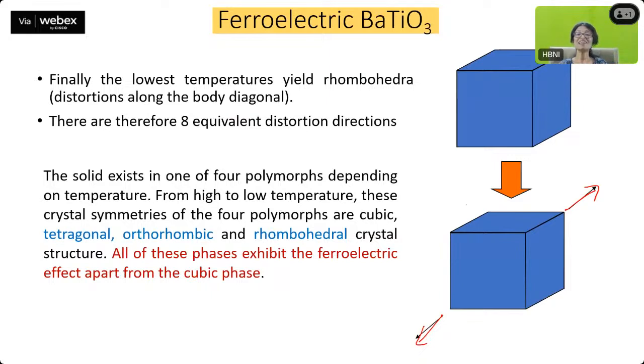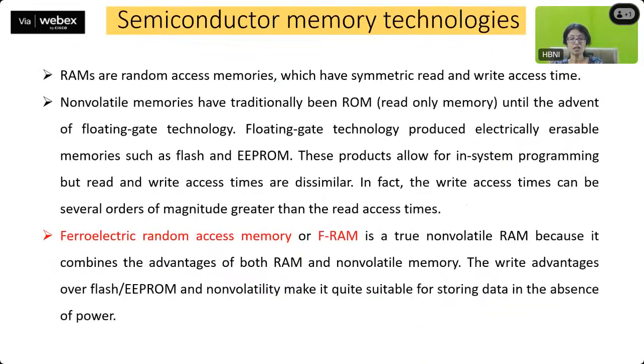So the solid exists in one of four polymorphs depending on temperature. From high to low temperature, these crystal symmetries are cubic, tetragonal, orthorhombic, and rhombohedral. So why are tetragonal, orthorhombic, and rhombohedral highlighted in blue? It is because all these phases exhibit a ferroelectric effect. Apart from the cubic, all the other three, which are tetragonal, orthorhombic, and rhombohedral crystal structures, exhibit a ferroelectric effect. And the cubic doesn't, because obviously it has a center of symmetry.